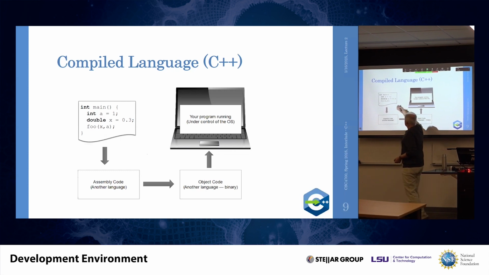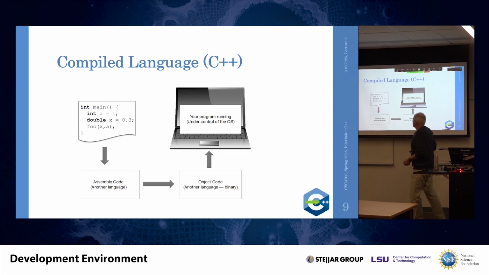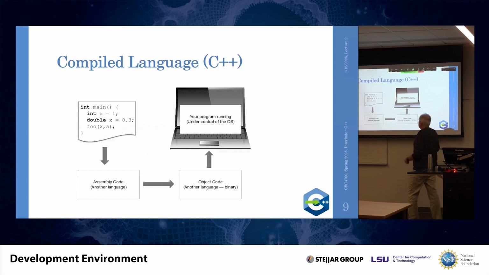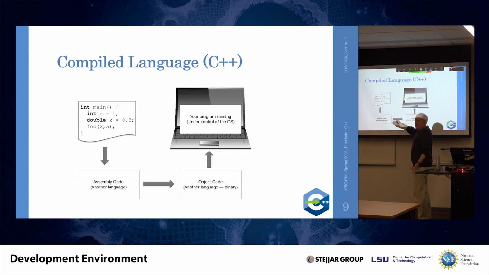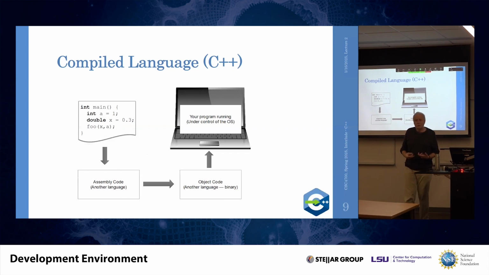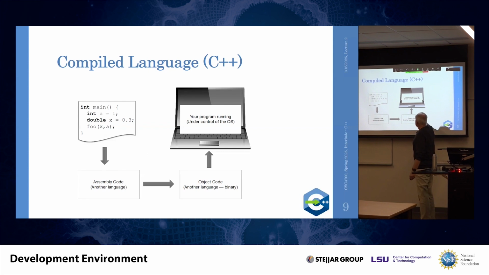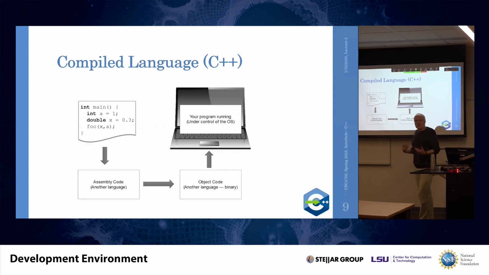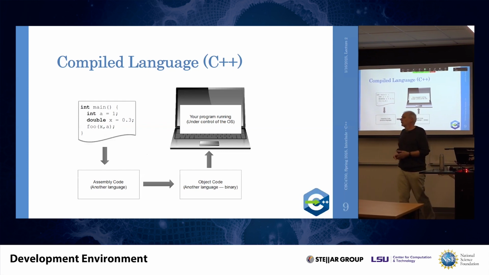So we have to first convert it into some assembly code, which is another language, essentially. Then this gets converted into some object code, which is yet another language, which is a binary bit representation. And only that can be converted into the actual executable that you then can run on your machine.